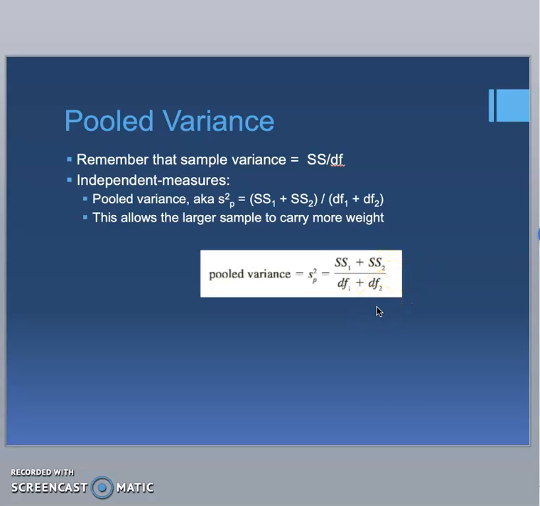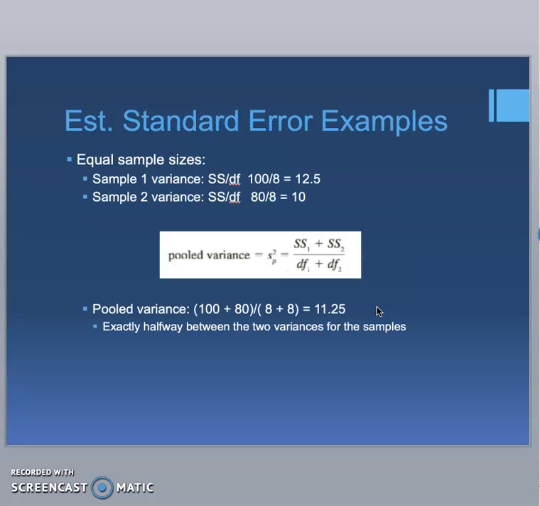The reason for combining this into pooled variance is that we want a larger sample to matter more. And you're going to see that with some examples in just a second, I promise. Okay, so you're going to use pooled variance instead of variance. What this also means, you can see that within these examples.